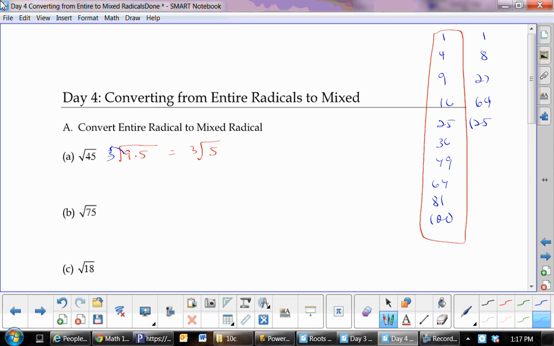Okay, we'll do a few more. Now, the trick is to always write two numbers that multiply by each other. One of them is in that list in the red now.